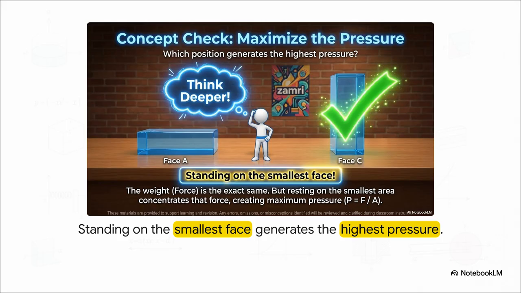Standing the block vertically on its smallest face, face C, is absolutely the correct answer. The weight of the block, which is our force, is the exact same no matter how you turn it, but resting it on the smallest possible area concentrates that force to its absolute limit, creating the maximum possible pressure exactly according to our golden rule. You totally cracked the case.